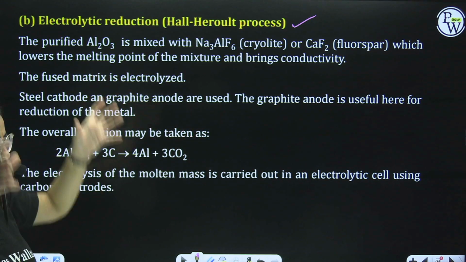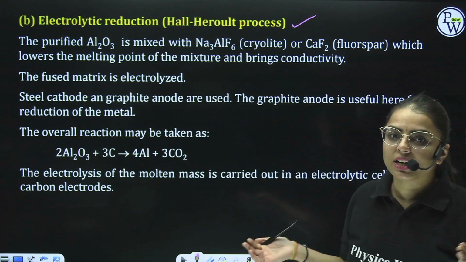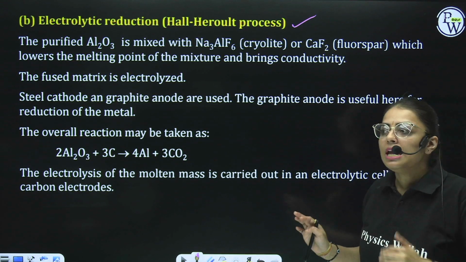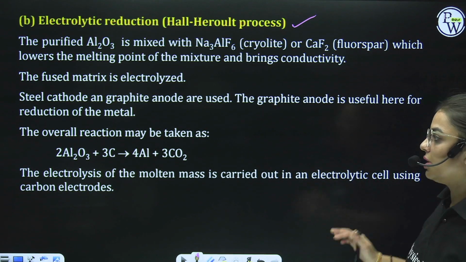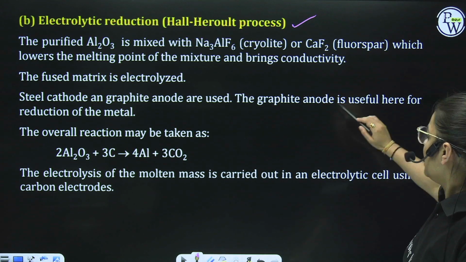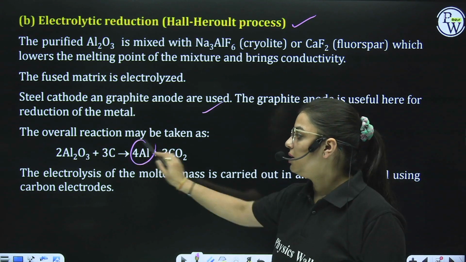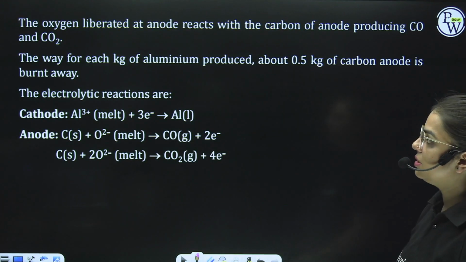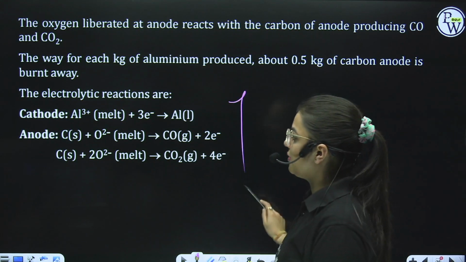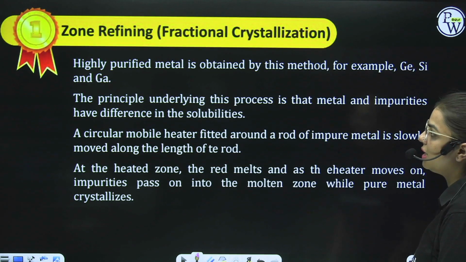Now, for the fused matrix electrolyte, a steel cathode is taken and graphite anode are used over there. So basically you are doing again the electrochemical processes you have understood in electrochemistry. The same process is going to occur in the presence of electricity. You take two electrodes, cathode and anode, and the reduction process will start. The graphite anode is useful here for the reduction of metal, right? Here you can obtain aluminium as a metal very easily. Clear? Now students, these are the reactions for the cathodic and the anodic one. You should learn both of the reactions for the cathodic as well as the anodic one.